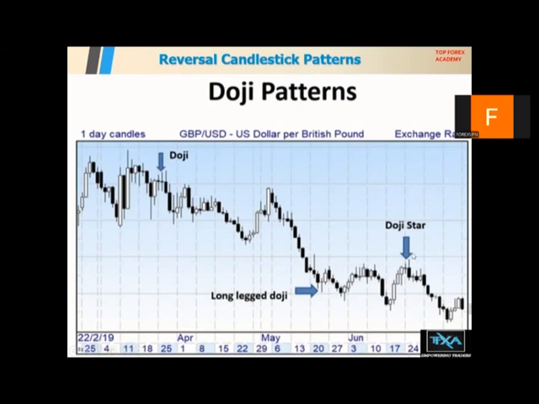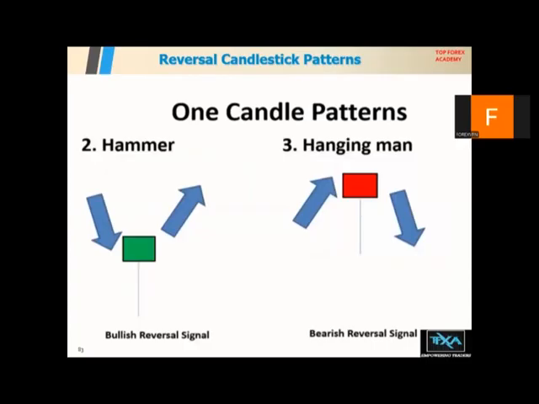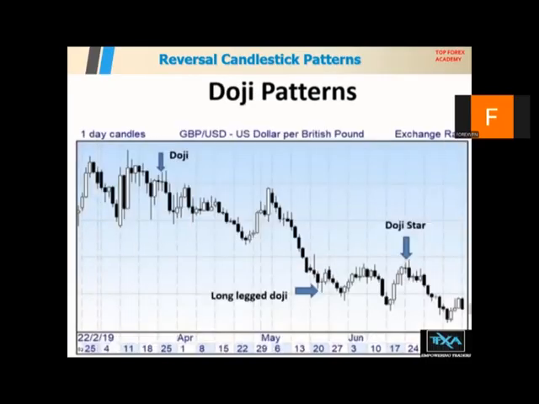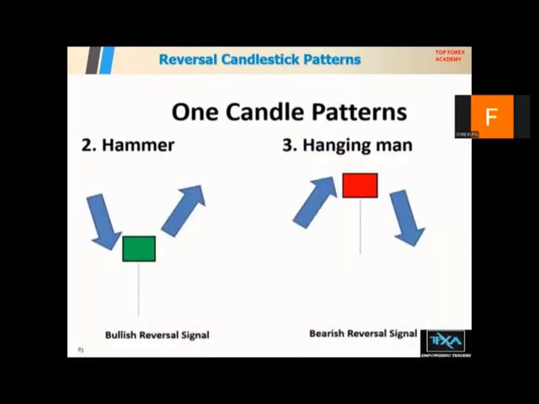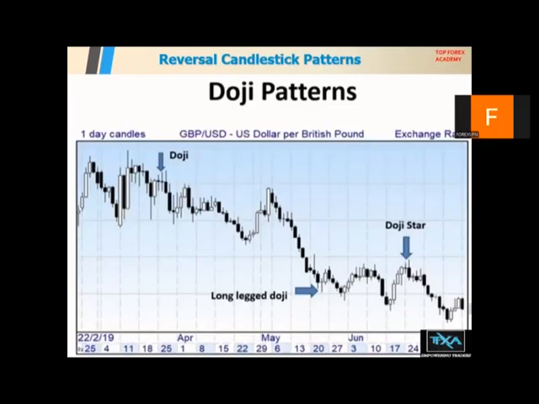So dojis indicate reversal. So we look out for dojis on high time frames. Once we see them, we can begin to anticipate a reversal. Under one candlestick patterns, we talk about reversal candlestick patterns.